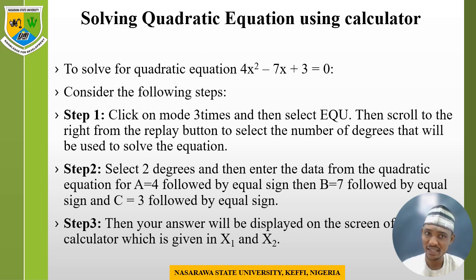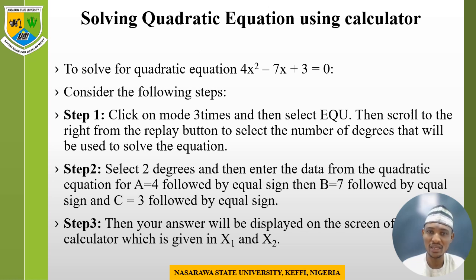Scroll to the right from the display button to select the number of degrees that will be used to solve the equation. The degree in this particular example is 2 because the equation is in power of 2. Now, step 2, select the degree. After the degree, then select the number of A, the number of B, and the number of C, which is the constant. A is the coefficient of x squared, while B is the coefficient of x.